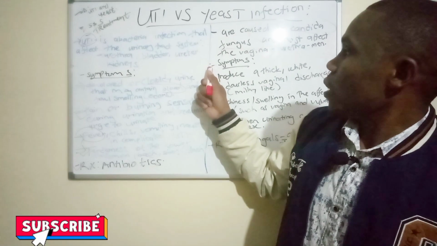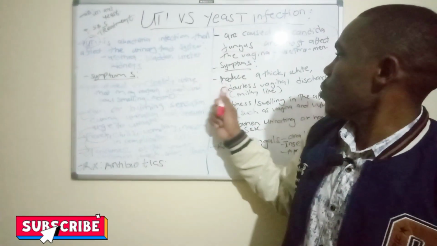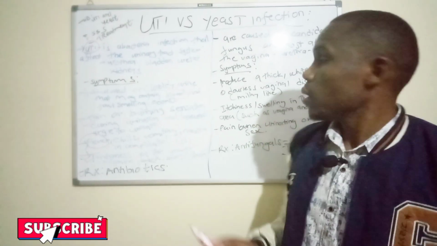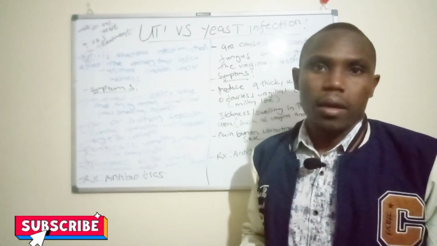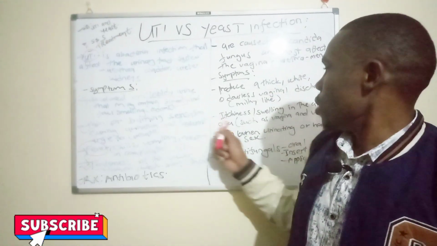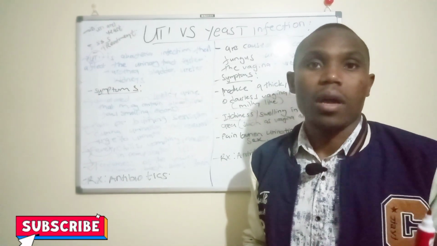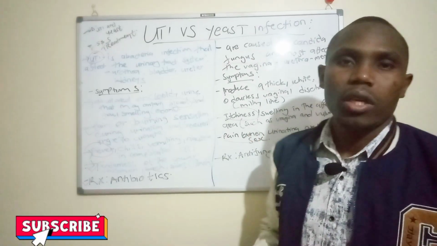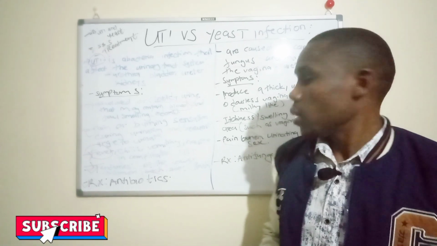Now, when it comes to the signs and symptoms, one can produce a very thick, whitish, odorless vaginal discharge, which is milk-like. The other thing is itchiness and swelling on the affected area, such as the vagina and the vulva. The other thing is pain during urination, or pain during sexual intercourse.